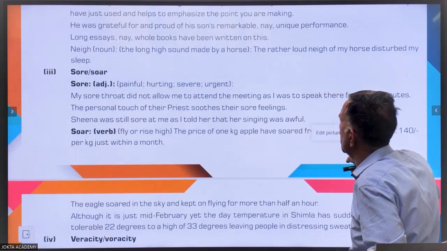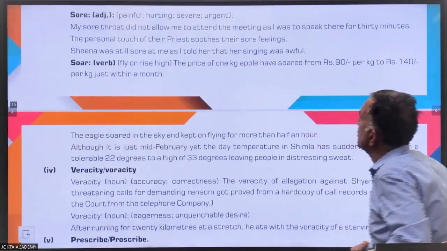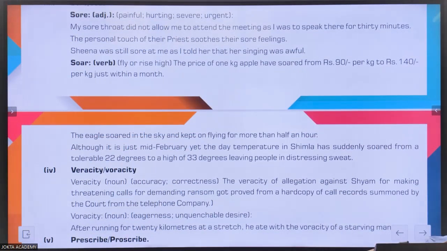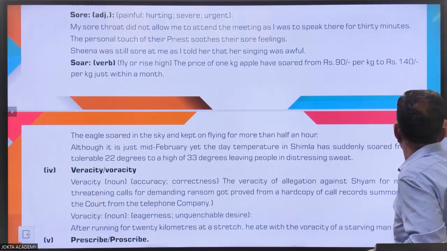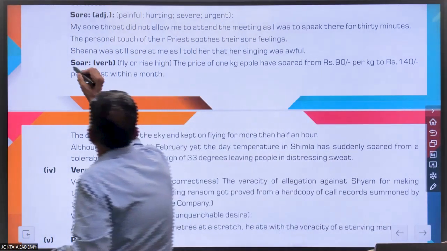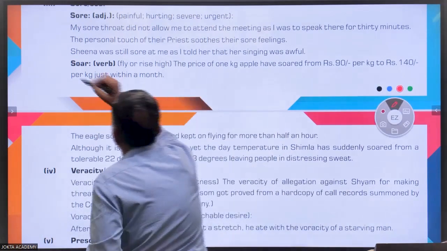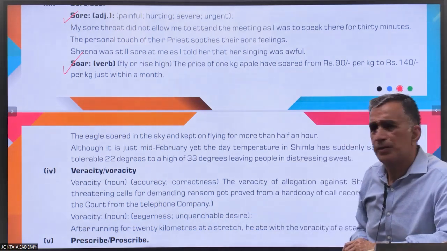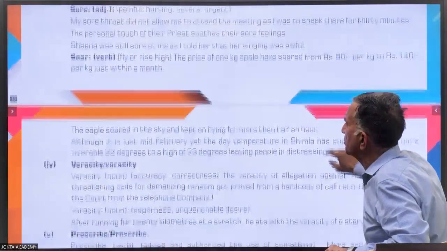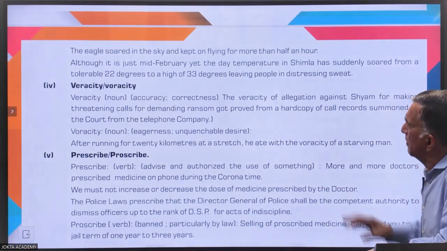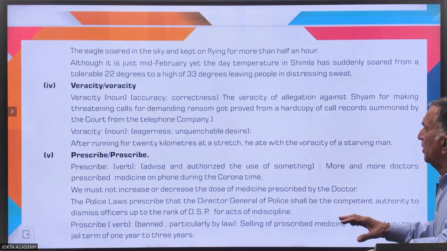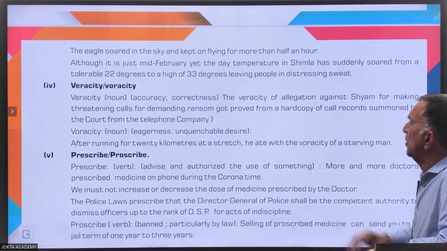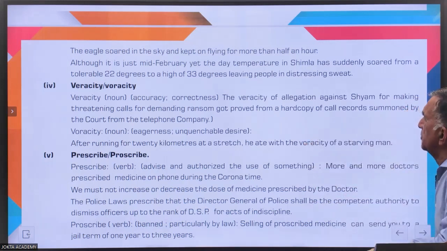Then soar, rise high. The price of apples, 1 kg of apples, has soared from rupees 92 per kg to rupees 140 per kg just within a month. So the meaning of this and this are clear from the sentence. Next is veracity and voracity. Veracity is a noun and voracity also a noun. The meaning of these are clear from the sentences.